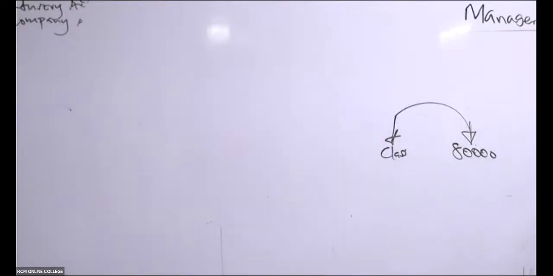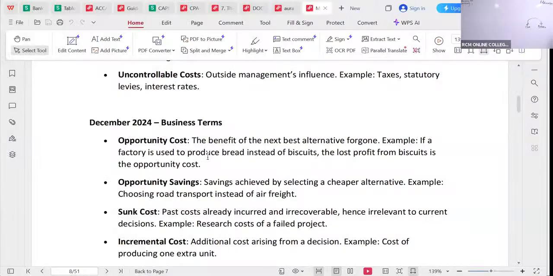There is a person who would have cut a deal this evening. So opportunity cost is the benefit of the next best alternative foregone. Example, if a factory is used to produce bread instead of biscuits, the lost profit from biscuits is the opportunity cost.